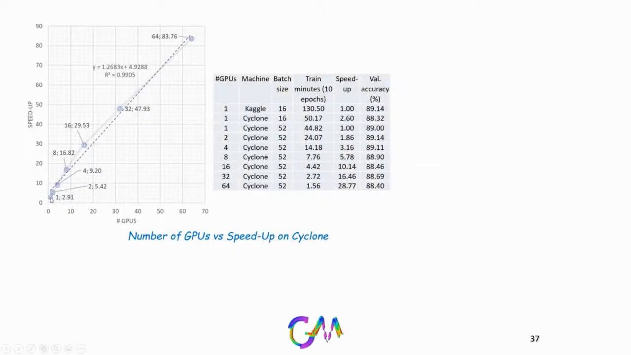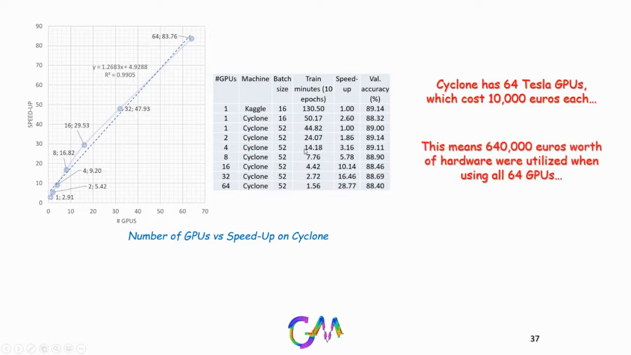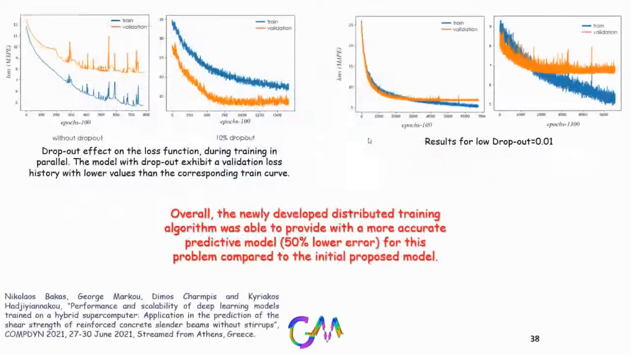After training, by the way, this is an example on the speed up of the proposed algorithm, which is absolutely amazing. It's almost linear, which doesn't happen a lot when we are running parallel problems. And of course, when we were running 64 GPUs at the same time, it means we were using 640,000 euros or US dollars, same now, unfortunately for us, that we use euros, in order to perform the training of this problem.